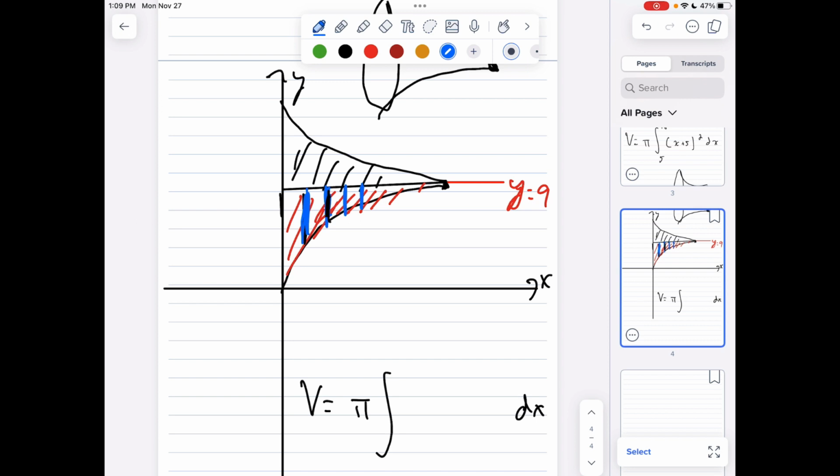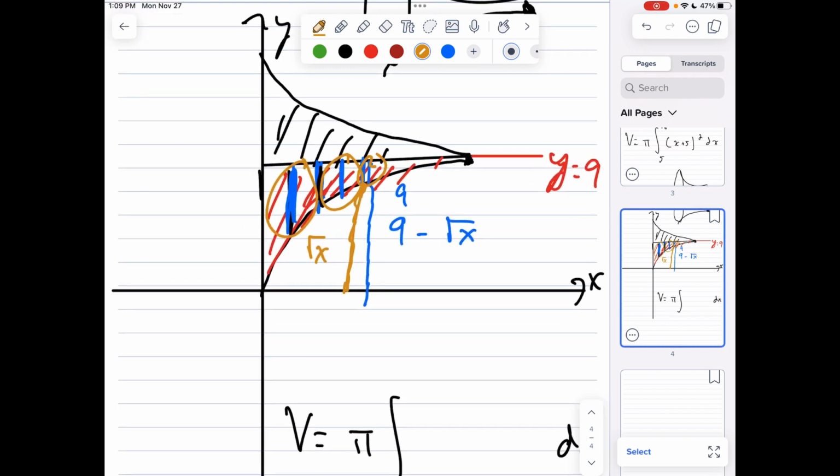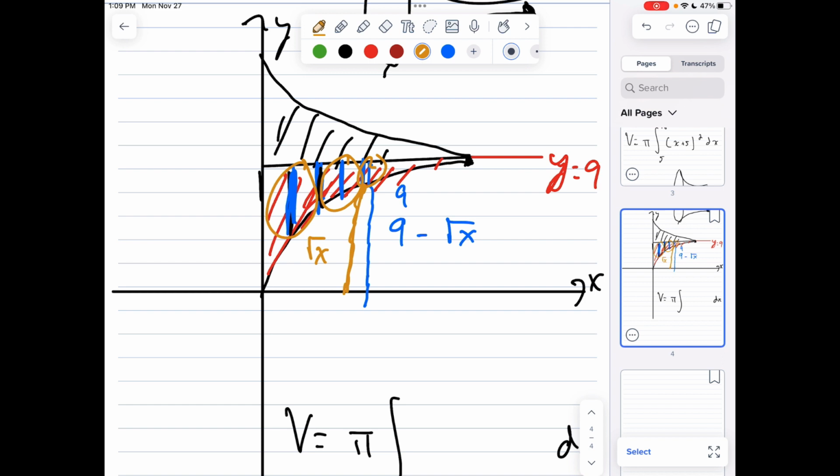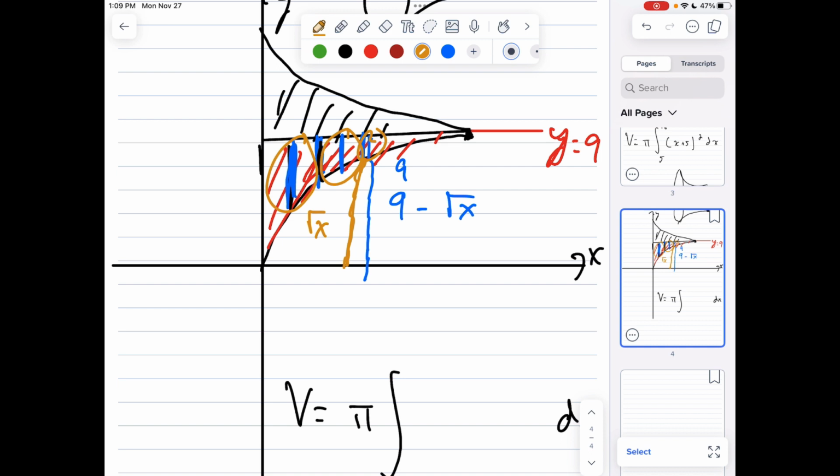So how would I find an expression for that? Well, the expression for that would be 9 minus root x. Why? Because this distance right here is 9, and this distance in orange is from the x-axis to square root of x, which is square root of x. So the stuff that you see in blue over here is equal to 9 minus root x. It's the difference between those two distances. Okay, so that is my radius.